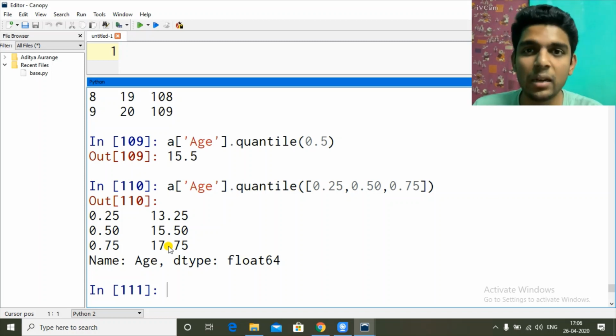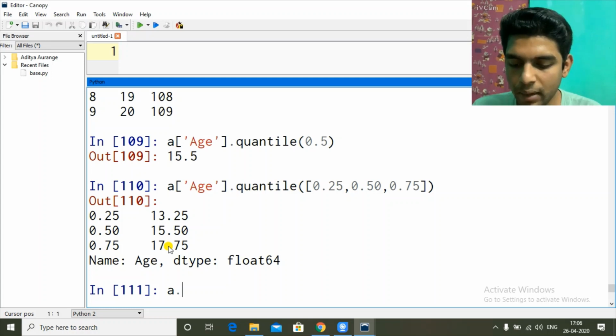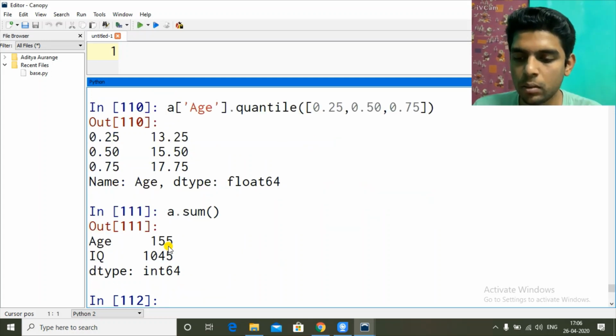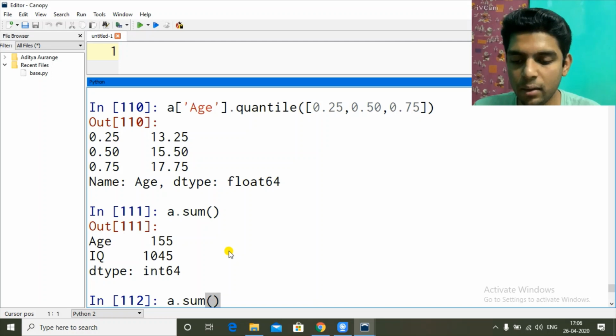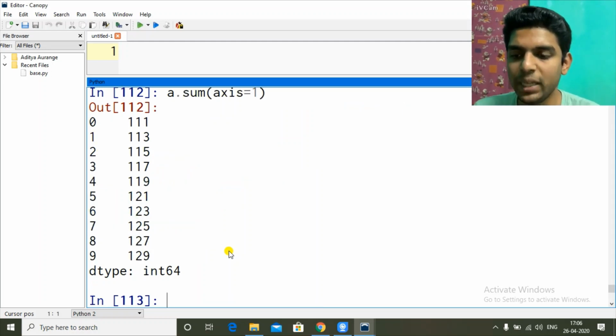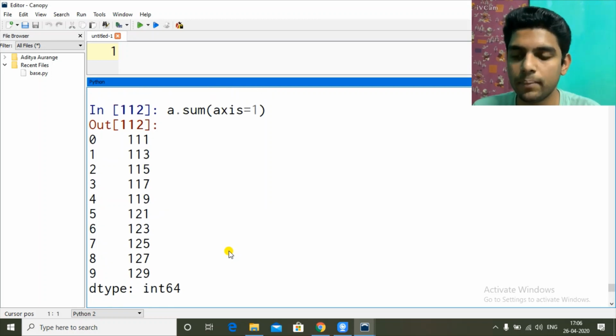And the 2 functions which were left, sum and count. Same way, sum will give us, with axis at its default value, which is 0, the column wise sum. So for age, the total sum is this. For IQ, the total sum is this. We can find it row wise also. So for each row, age plus IQ is this, age plus IQ is this, age plus IQ is this.